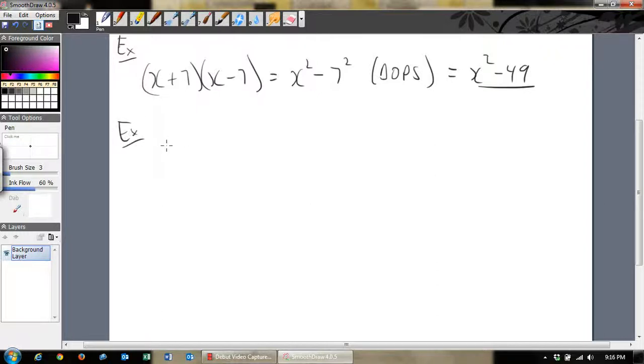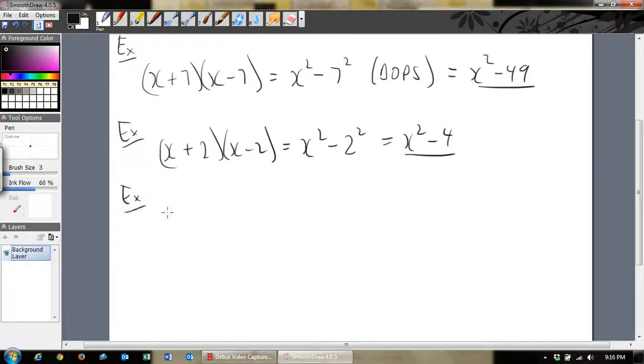So x plus 2, x minus 2 will be equal to the first term squared, which is x squared, minus the second term squared, which is 2 squared, which is equal to x squared minus 4. And there you go. It's a beautiful little thing where you can just quickly get the solutions out.